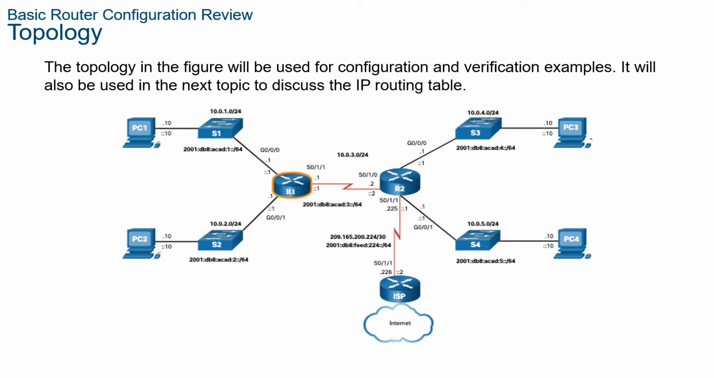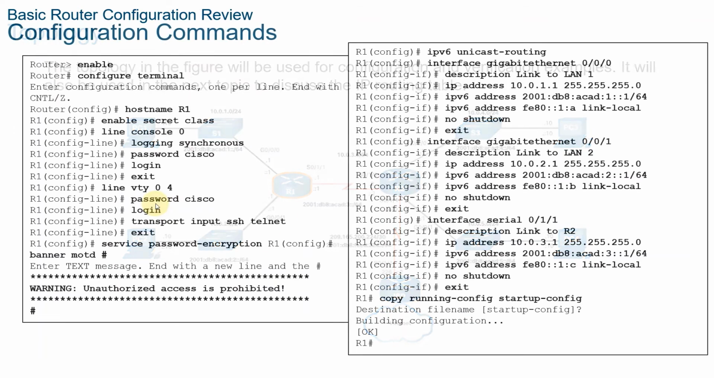Our topology comprises several routers and switches with 4 clients connected to it. The ISP or the internet is connected via R2 and it might be propagated going to R1. So, basic configuration review. To configure your routers, a basic setup is necessary.